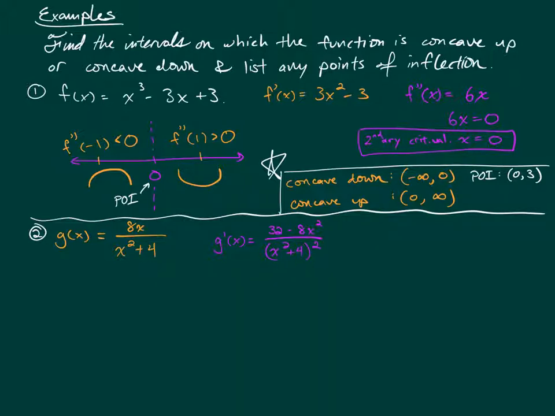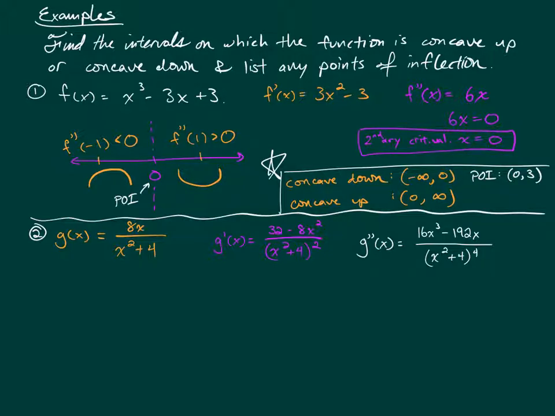But then, that's not the end of it. We've got to find g double prime of x. And this ends up being a doozy of a derivative, so I would urge you to try it yourself. You have x squared plus 4 to the 4th power in the denominator, with 16x cubed minus 192x in the numerator.